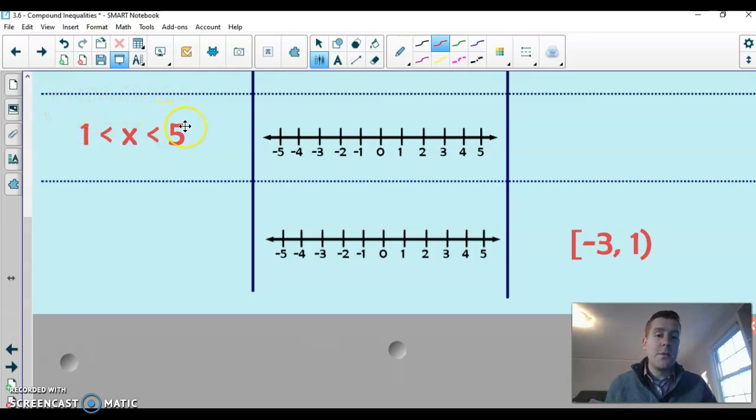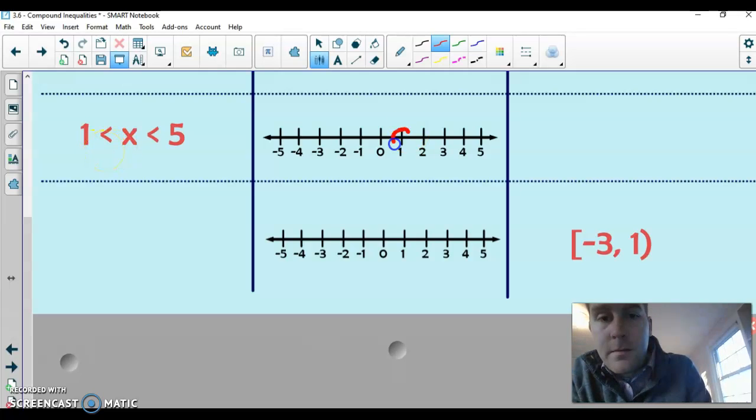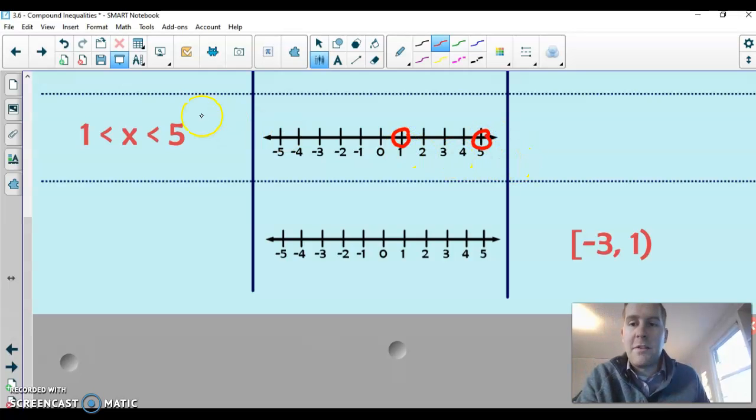So the question becomes, what kind of circles do we use? You notice here it says x is greater than 1. There's no line underneath it, so that means it's not equal to. So I use an open circle at 1. Same thing, open circle at 5, because I also don't have a line drawn under the inequality symbol comparing x to 5. And then x is all the numbers in between there.